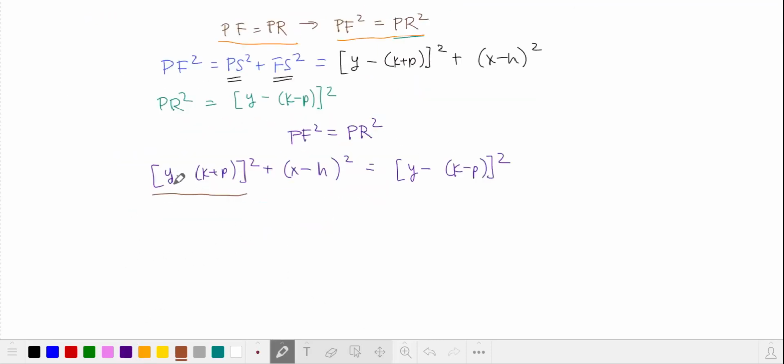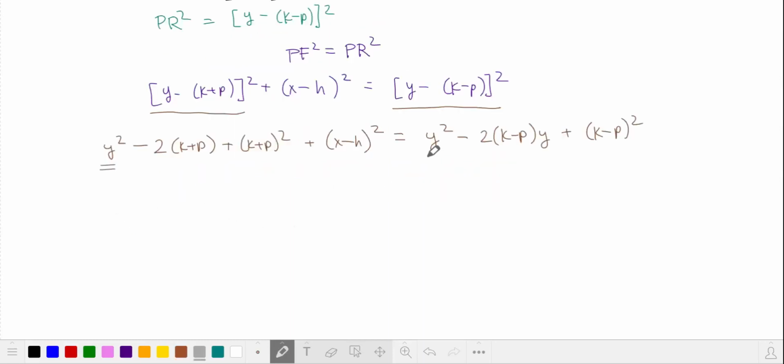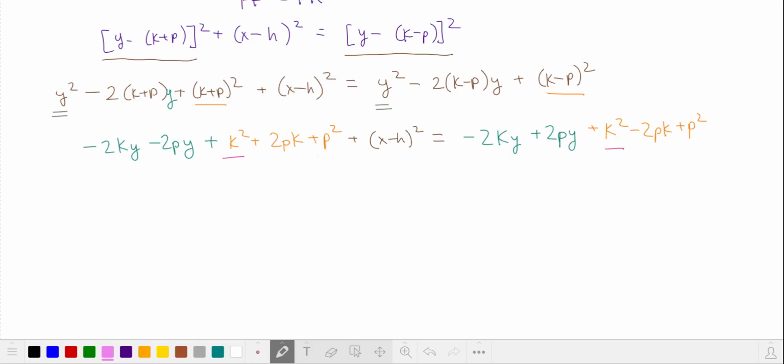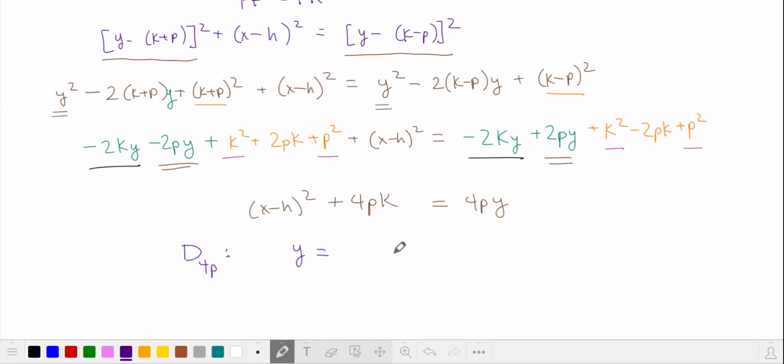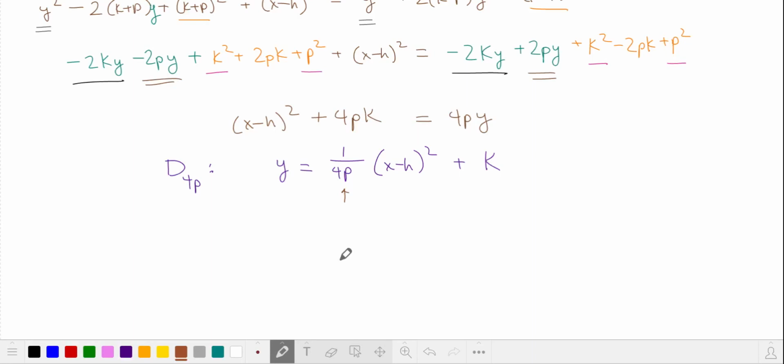By substituting, we'll expand both of these first, combine like terms, and expand some more. We find more terms to combine, and I'll collect all the y terms on one side and everything else on the other side. We'll switch both sides and divide by 4p to solve for y. P is just a number that depends on the distance between the focus and the directrix, so we can let a be 1 over 4p, and our equation becomes more familiar.